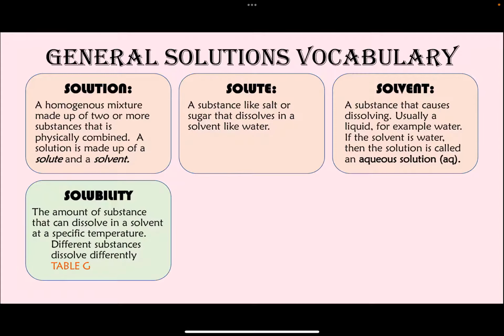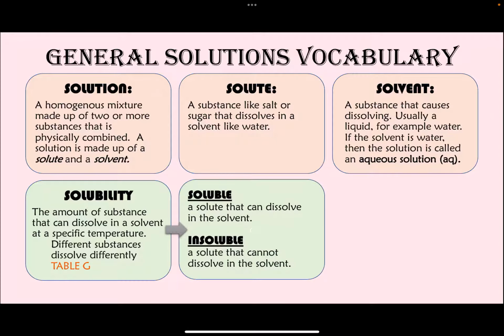Solubility is how much of the solute we can dissolve in a given amount of solvent at a specific temperature. Remember that every substance has a different solubility. We are given the solubilities of some substances in Table G, which we'll look at in more detail in a little bit. The two terms associated with solubility are soluble and insoluble. If a substance dissolves completely in our solvent, then it is soluble. If our substance cannot dissolve completely in the solvent, then it is insoluble.